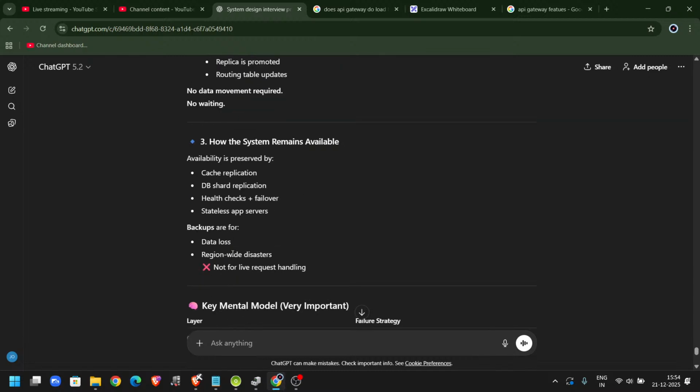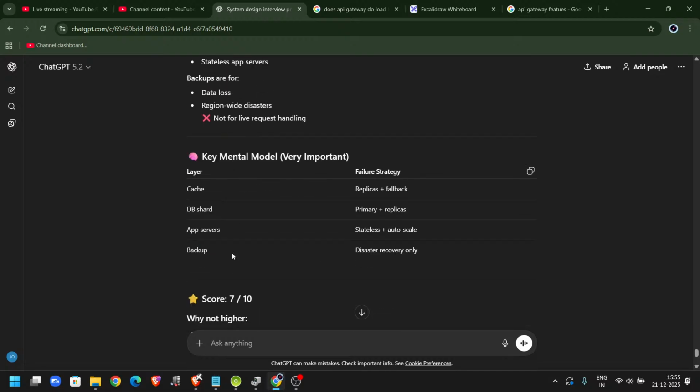How the system remains available? Availability is preserved by cache replication, DB shard replication, health checks plus failover, stateless app servers. Data backups are for data loss, region-wide disasters.